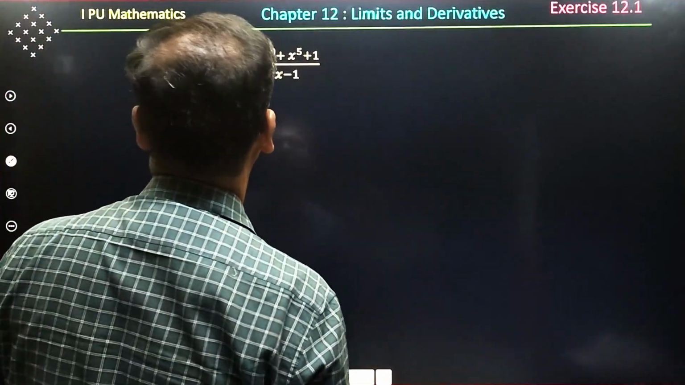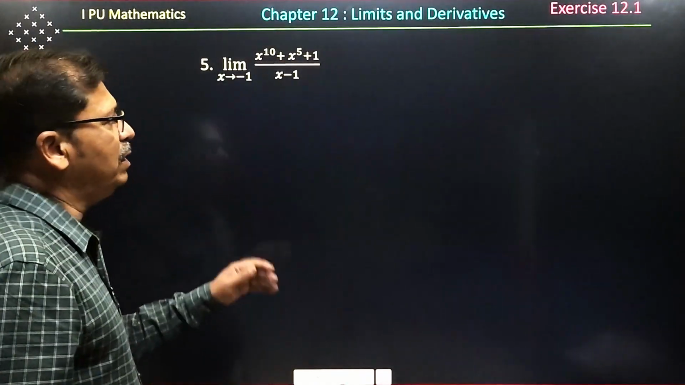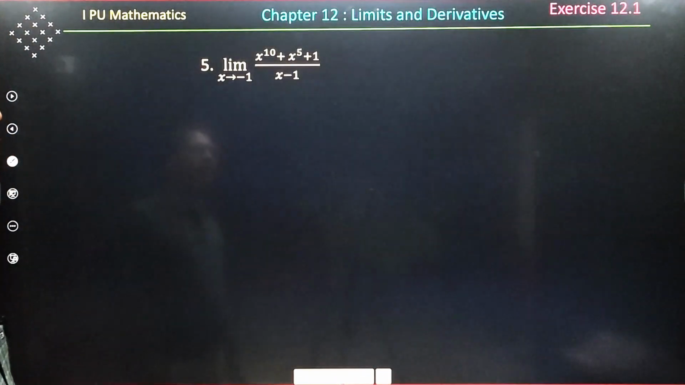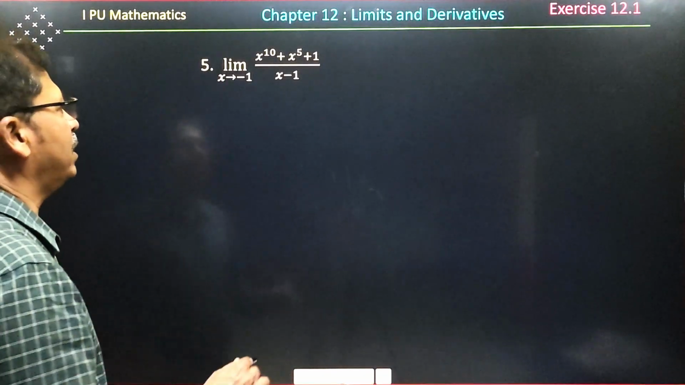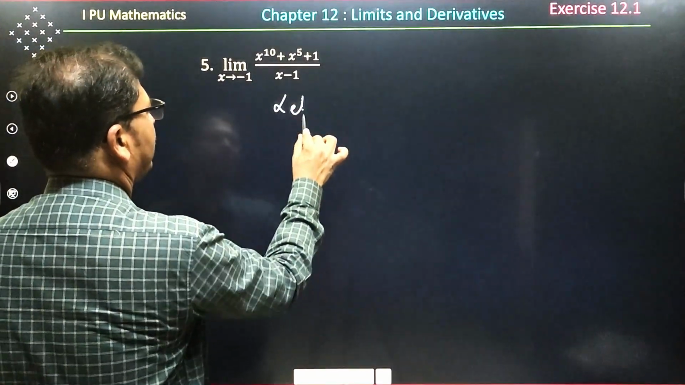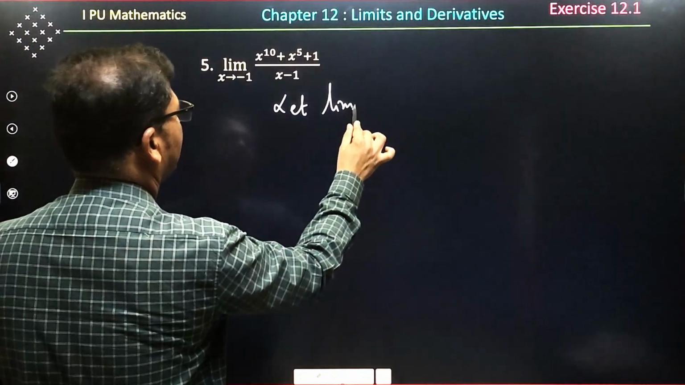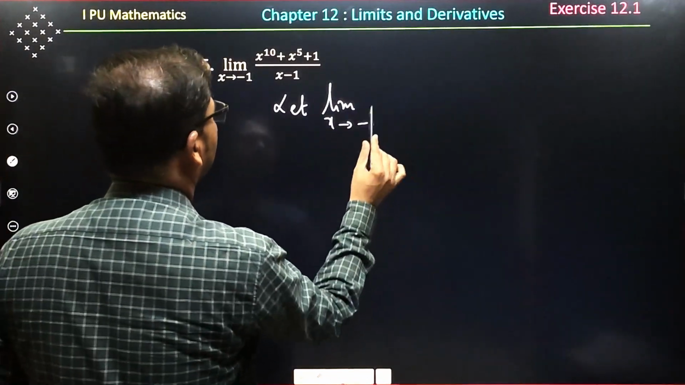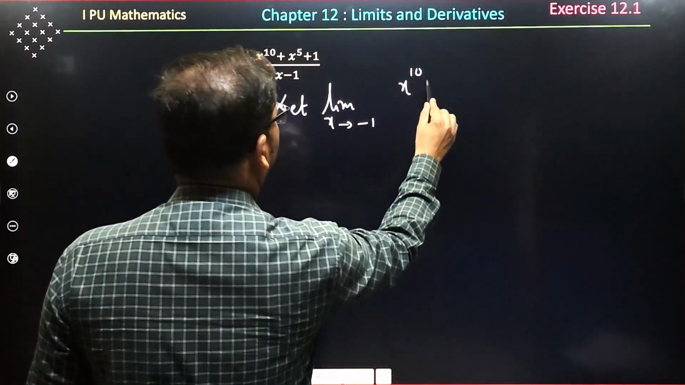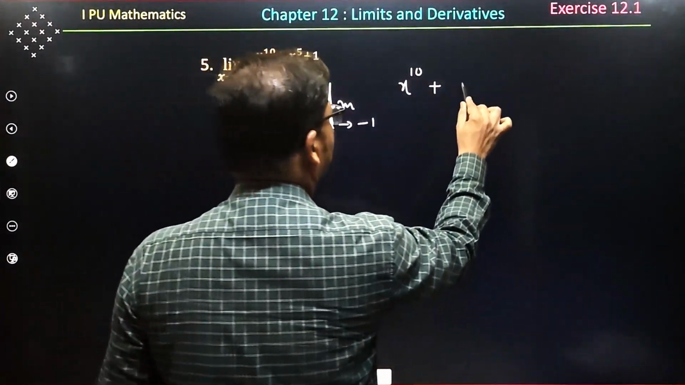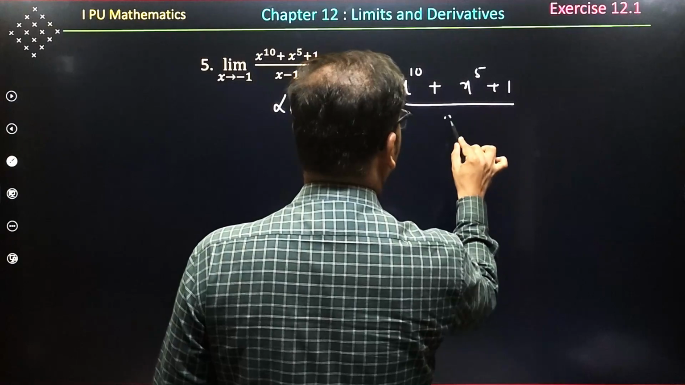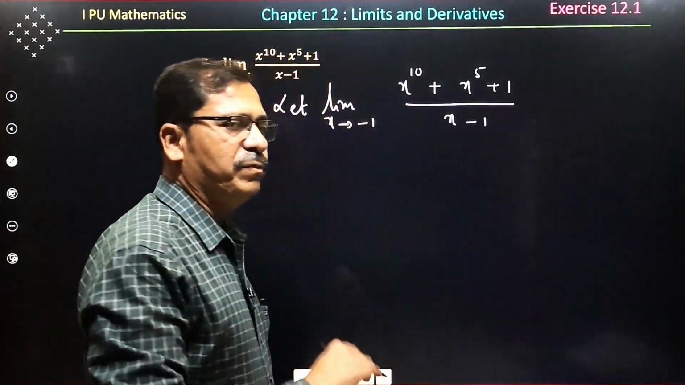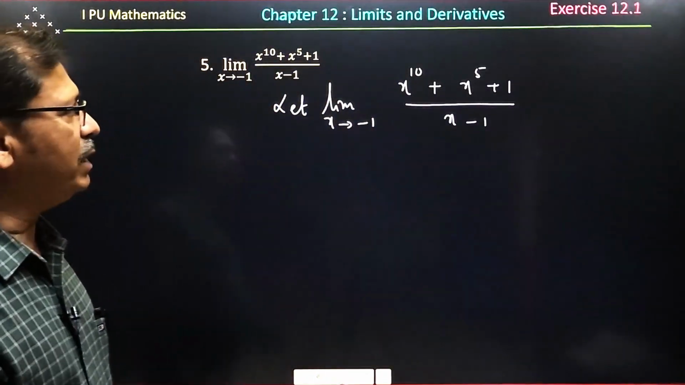Limit x tends to minus 1 of x to the power 10 plus x to the power 5 plus 1, divided by x minus 1. Let me rewrite the question, you also write along with me. X tends to minus 1, x raised to 10 plus x raised to 5 plus 1, divided by x minus 1.